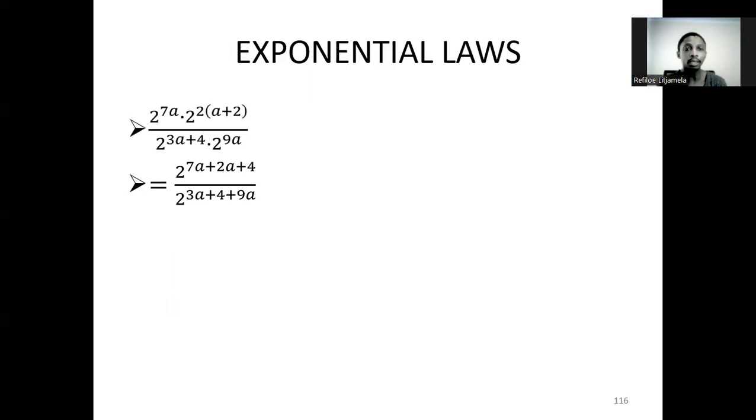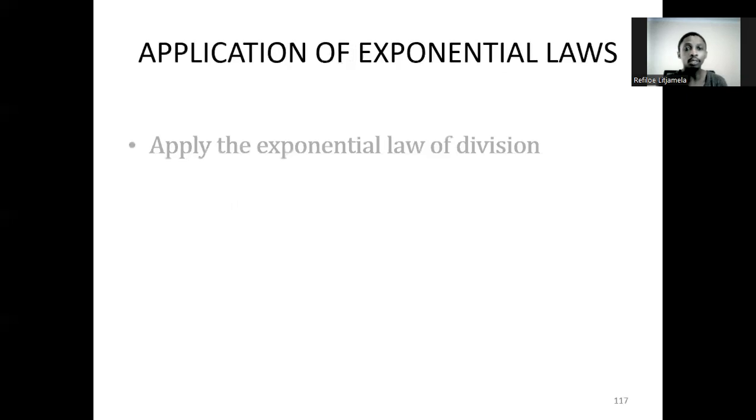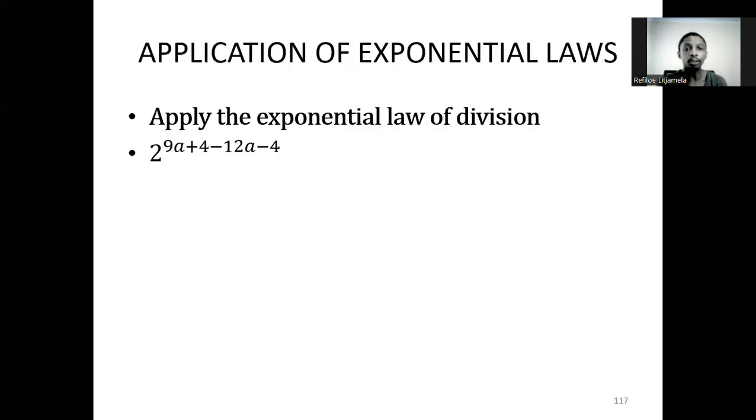And this is what you'll get. In the numerator, you've got 7a plus 2a, which gives you 9a. In the denominator, you've got 3a plus 9a, which gives you 12a. Now all you're going to do is simply take your denominator exponent and subtract it from the numerator exponent. You will notice that you'll be left with minus 3a.